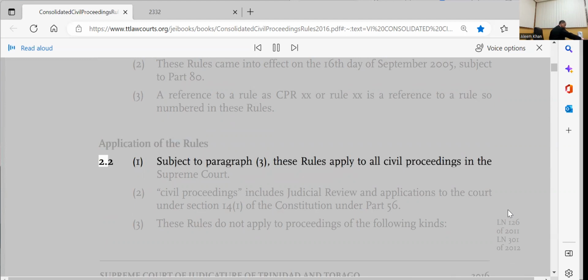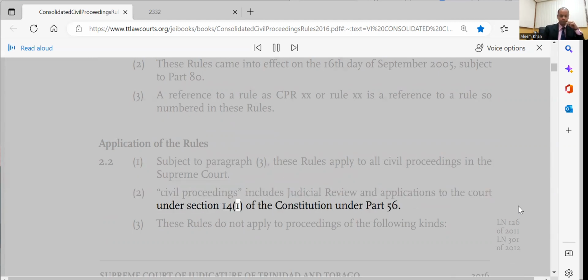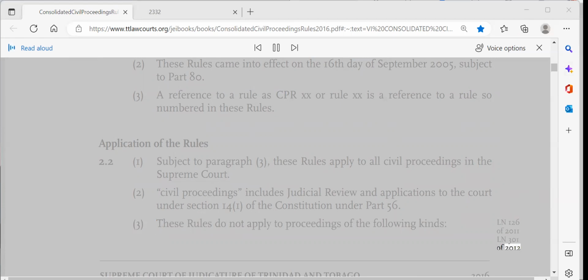Application of the Rules. 2.2.1 Subject to Paragraph 3, these rules apply to all civil proceedings in the Supreme Court. 2. Civil proceedings includes judicial review and applications to the court under Section 14(1) of the Constitution under Part 56. 3. These rules do not apply to proceedings of the following kinds: LN 126 of 2011, LN 301 of 2012.